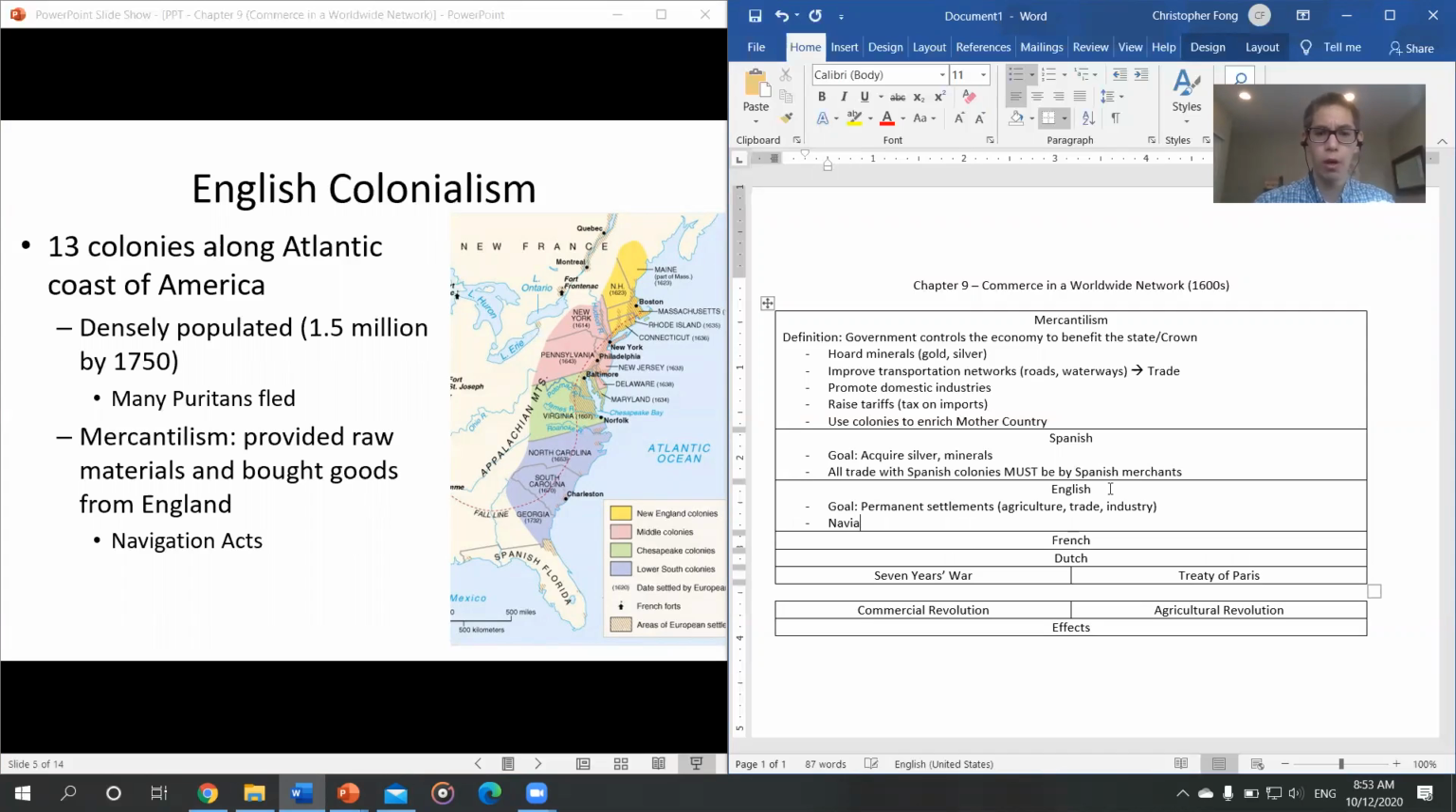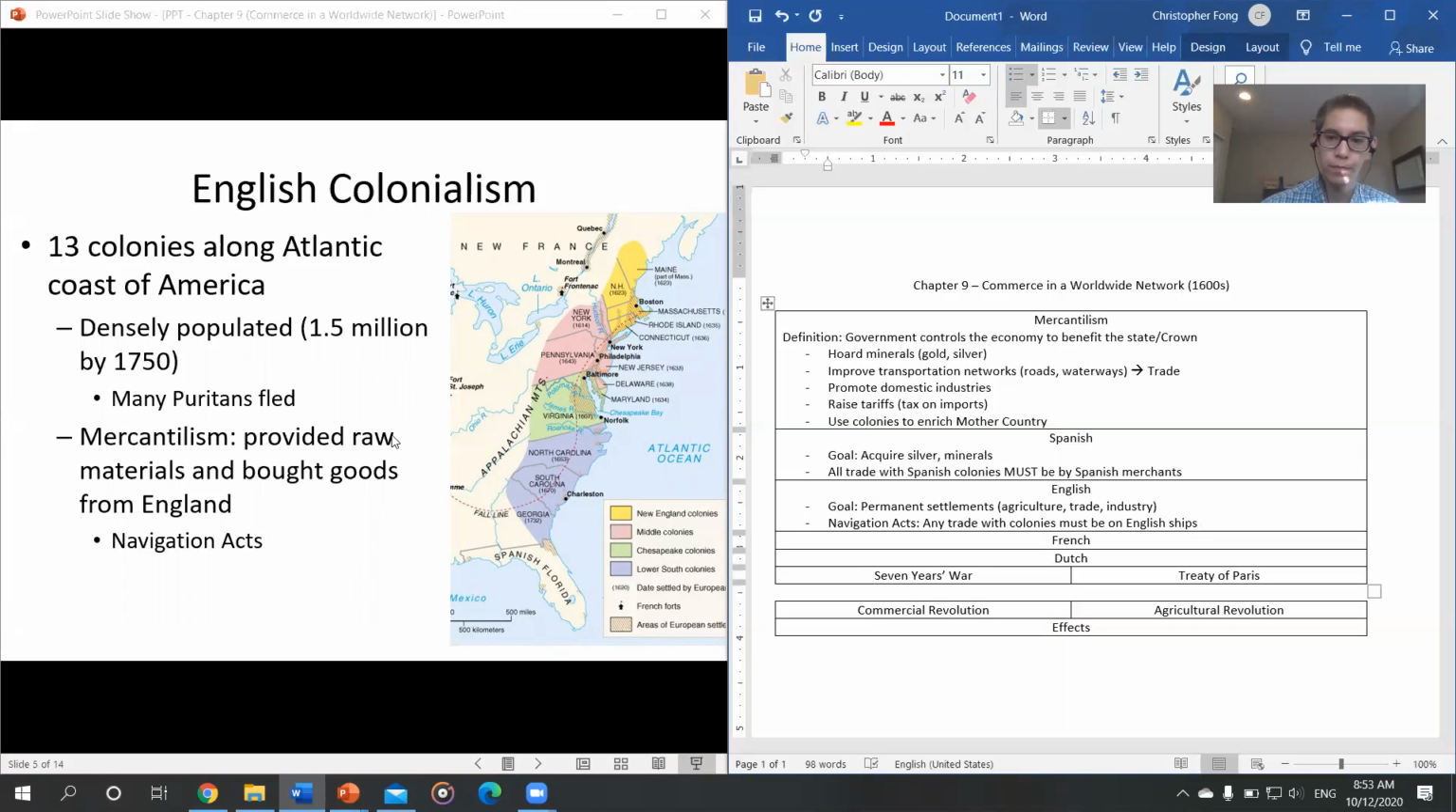And this is what was called the Navigation Acts. The Navigation Acts basically said any trade with the colonies must be on English ships. Basically the same thing the Spanish did. And so this was a way for the English to say, hey, if you want to trade with our colonies, it's got to be on English ships so they can get the tax money and they can control all of that revenue.